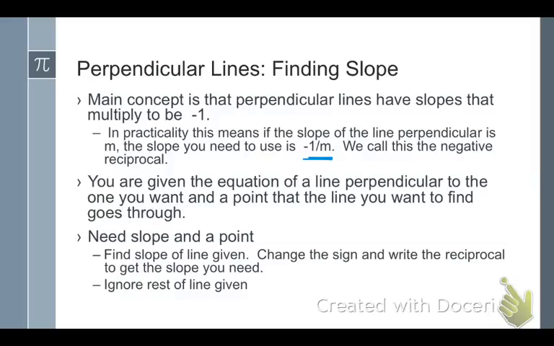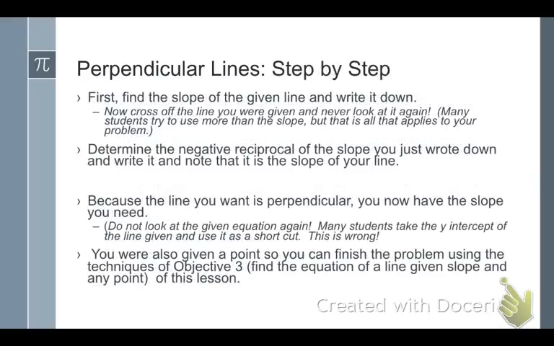So this time you are given an equation of a line as part of your problem, and you're given a point, but you use the equation of the line to find the slope, and you find the slope a little differently. This is similar to parallel lines where all you need is the slope from the line you're given. So you find the slope of the line you're given and write it down and then cross off that line.